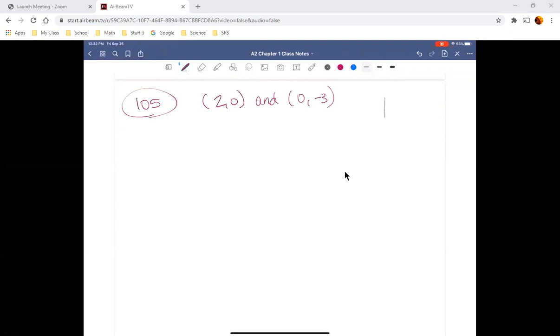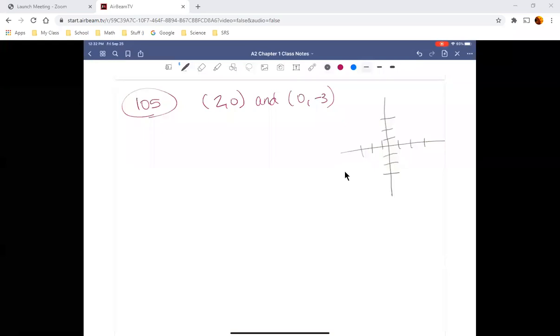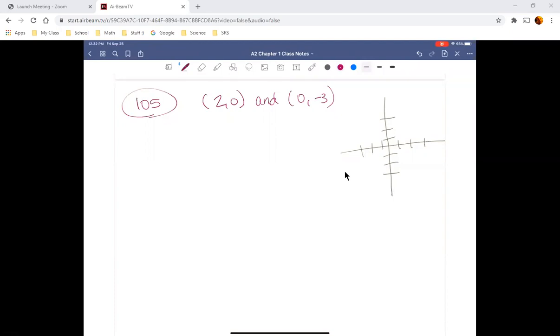How many points does it take to make a line? 2. So if we plot these points, how do we plot (2, 0)? On the x-axis. Yeah, it goes alphabetically, so x is first and then y, so (2, 0), we go over 2 and up 0. And then how are we going to plot (0, -3)? 0, down 3. And any 2 points make a line. So our line looks like this.